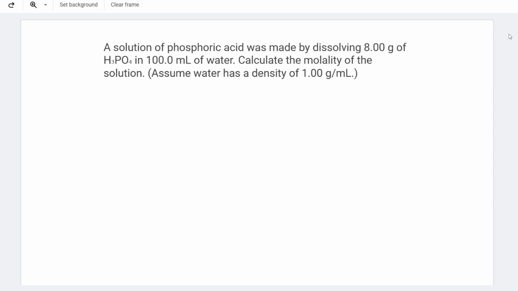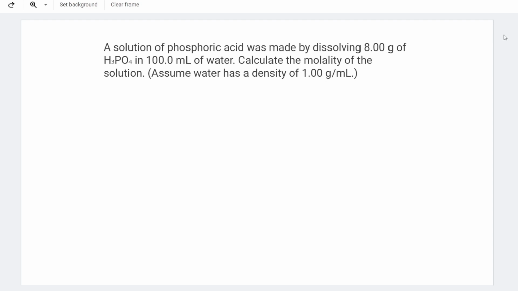So let's look at the problem. A solution of phosphoric acid was made by dissolving 8.00 grams of H3PO4, or phosphoric acid, in 100.0 milliliters of water. Calculate the molality of the solution and assume water has a density of 1.00 grams per mL.